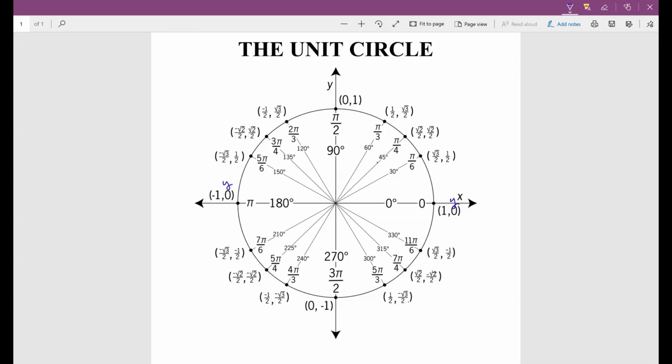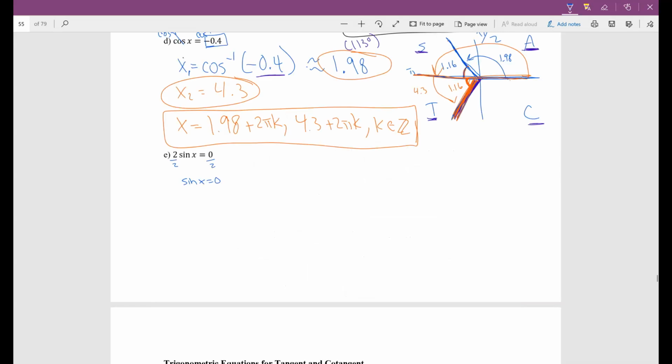Okay, so all we just have is 0 and pi. So usually it would be x is equal to 0 and pi. So if you wanted all solutions, what you would write is x is equal to 0 plus 2 pi k, and then pi plus 2 pi k. And here k is an integer.